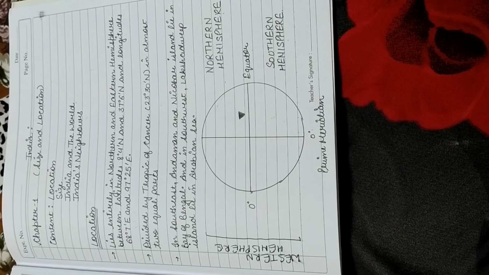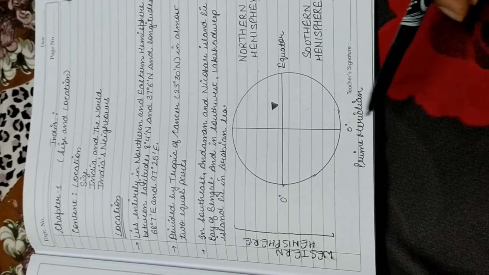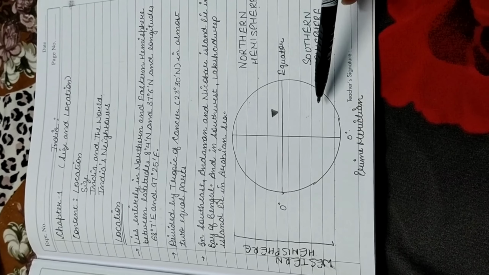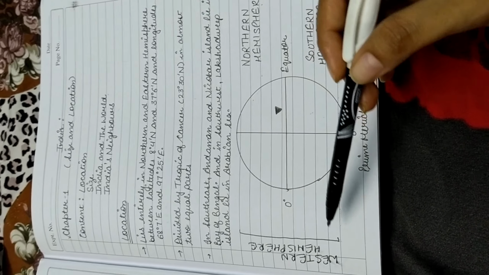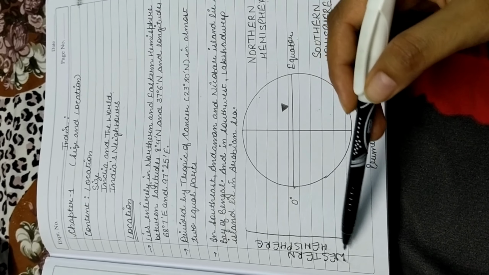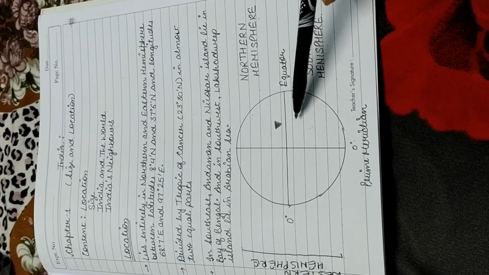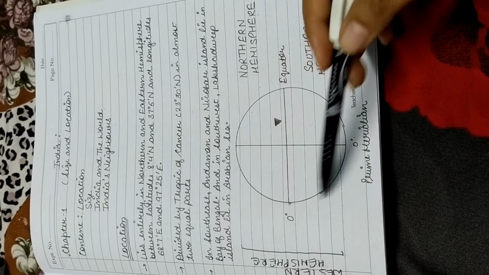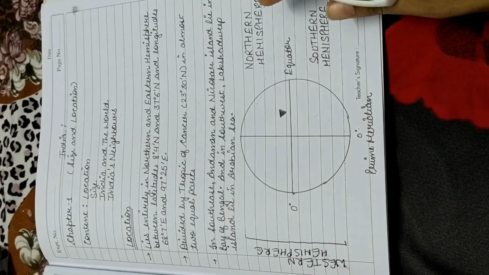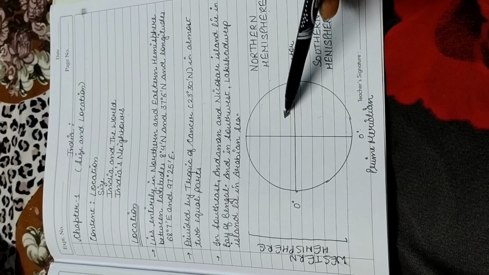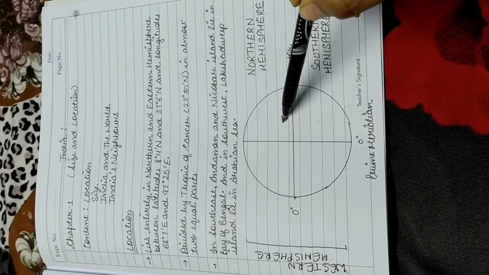Okay, after that there is another line which is known as the prime meridian, which also divides the earth into two equal halves. That is, the part on the left side is known as the western hemisphere, whereas the part on the east side is known as the eastern hemisphere. So according to this, India completely lies in the northern and the eastern hemisphere.